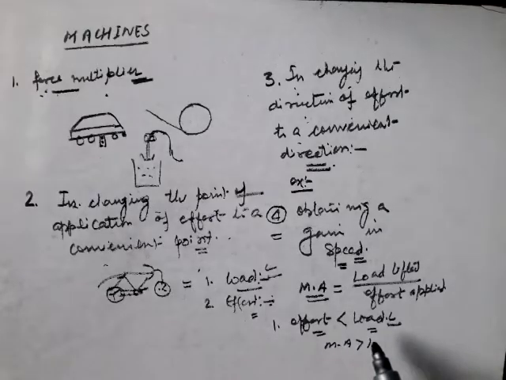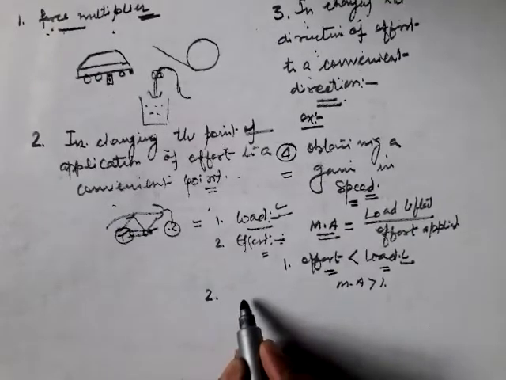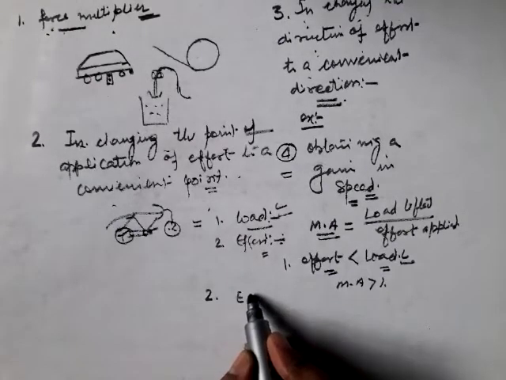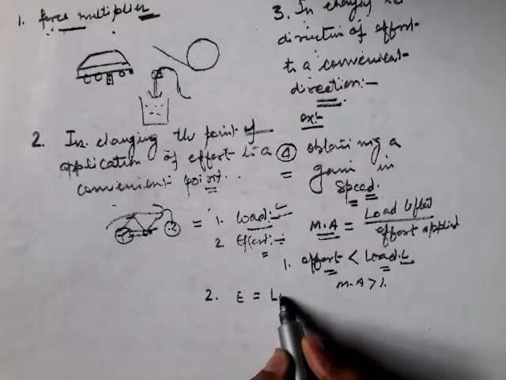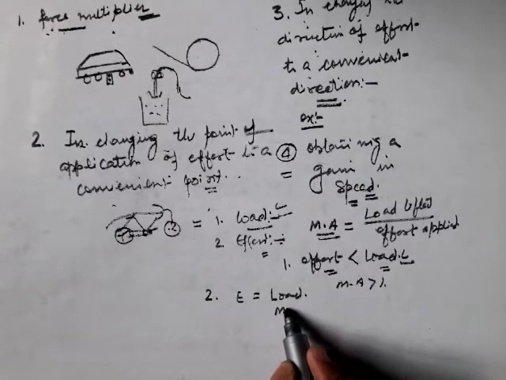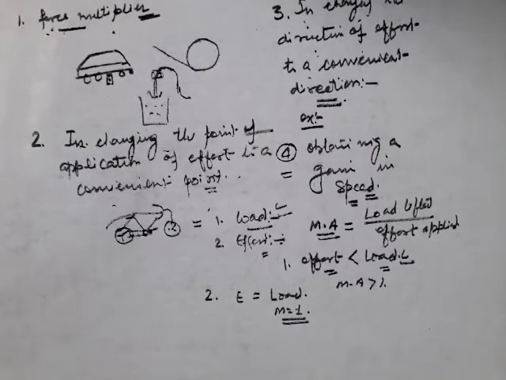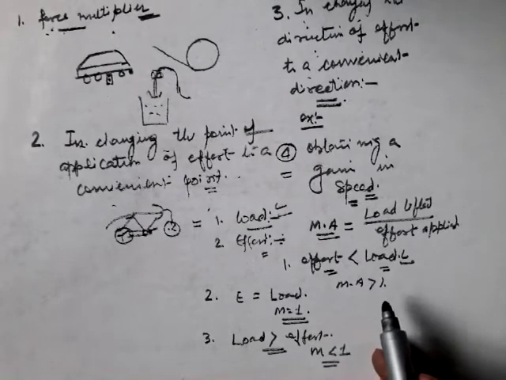So this is the first case, and the second point is, if the effort is equal to load, in this case the mechanical advantage is just equal to 1. In this case mechanical advantage is equal to 1. And the third one is, if the load is greater than effort, in this case the mechanical advantage is less than 1. These are the three criteria.